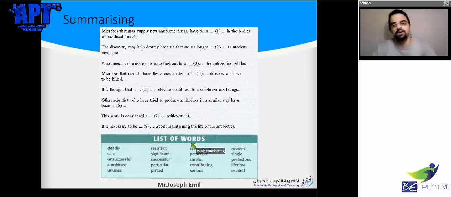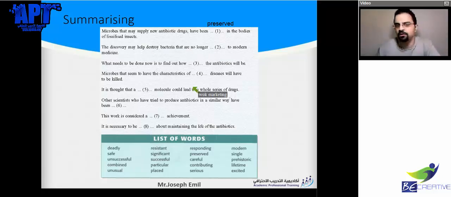What's preserved here? Preserved is to keep from being spoiled. So actually the answer is that these microbes were preserved away from the elements, and the scientists found them afterwards. Preserved. Okay, preserved. I'm sure I made a spelling mistake here. Preserved.